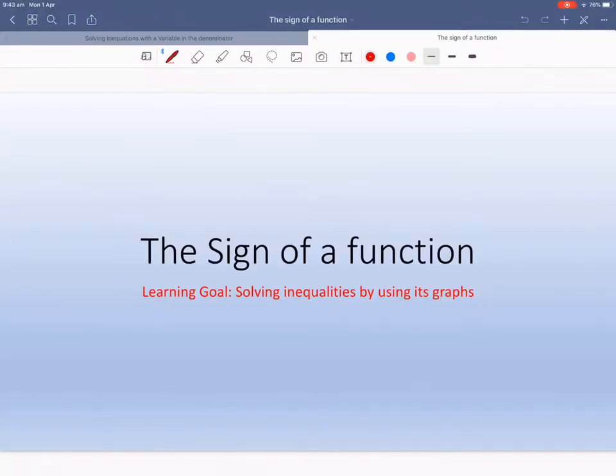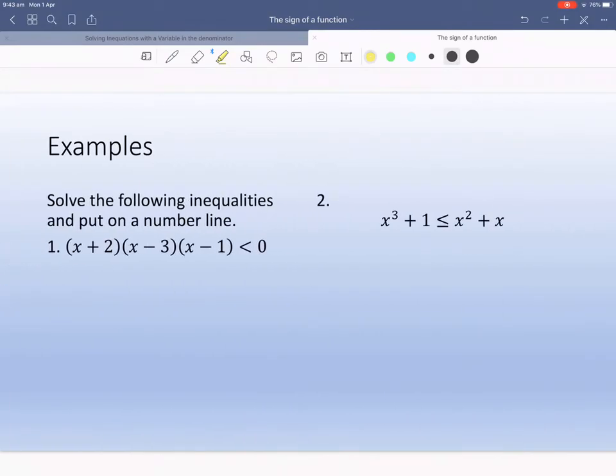With this lesson, we're going to do the sign of a function, and we're going to be solving inequalities by using its graphs. Essentially, I'm using the same title as the textbook, but the title is more about, okay, let's see what the function looks like, and then we can solve these inequalities. So hopefully it'll make sense, but let's get into it.